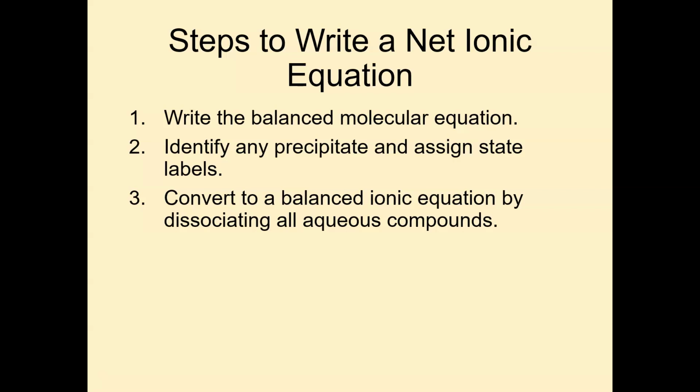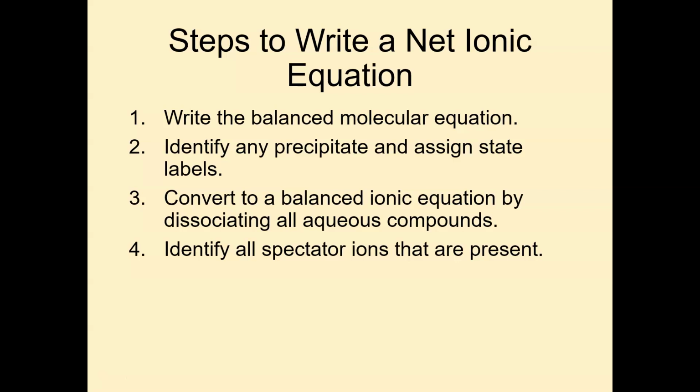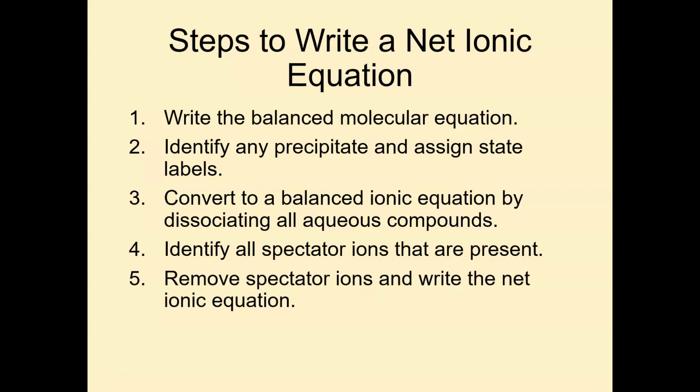I am going to take everything that has an AQ after it now and dissociate it into its ions to write the ionic equation. I'm going to identify the spectator ions. I'm going to cancel out the spectator ions and write the net ionic equation.